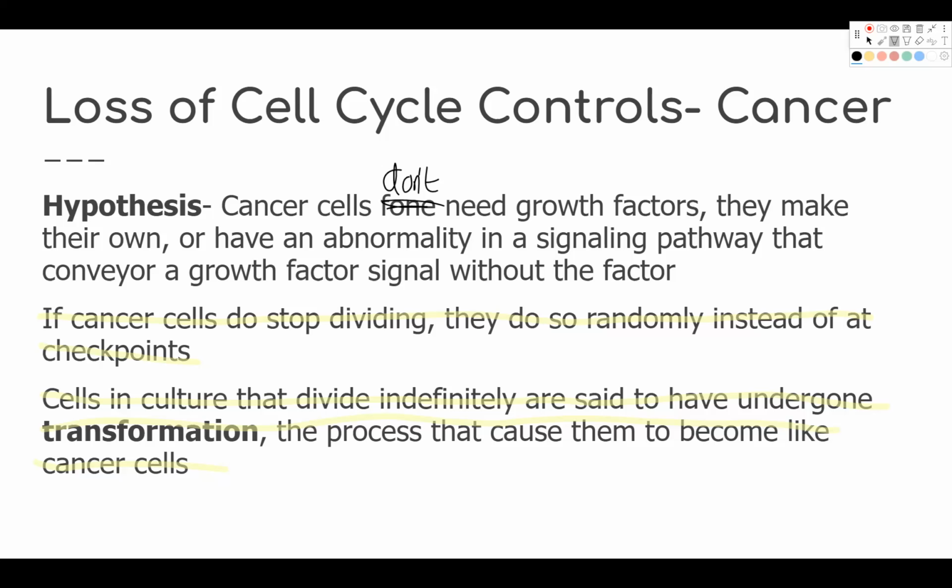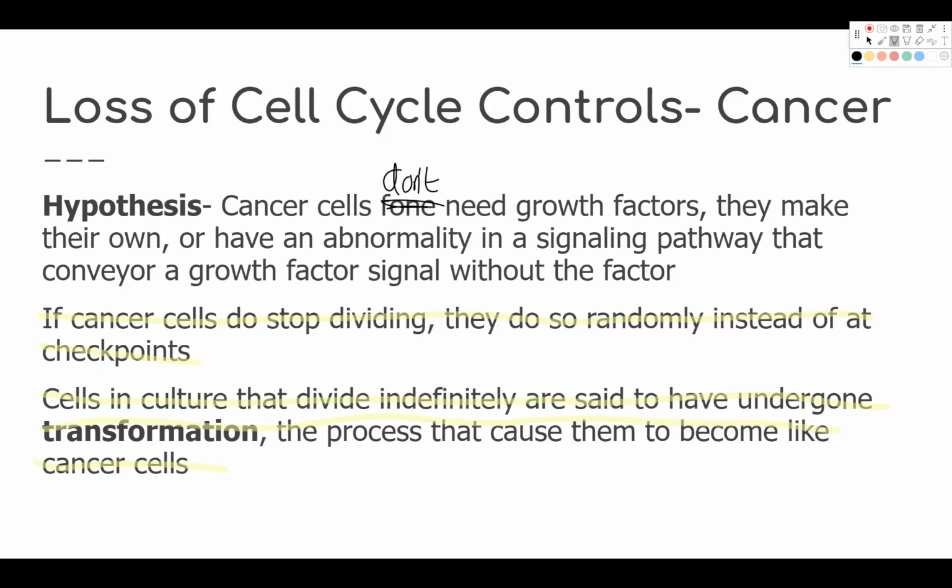If we take cancer cells and culture them, so grow them in a lab, odds are they will divide indefinitely. And tomorrow we get to talk about the cells that allowed us to do all of this research in the first place. The first human cells that were able to be cultured in a lab were cancer cells. When these cells divide indefinitely, we say they have undergone transformation.